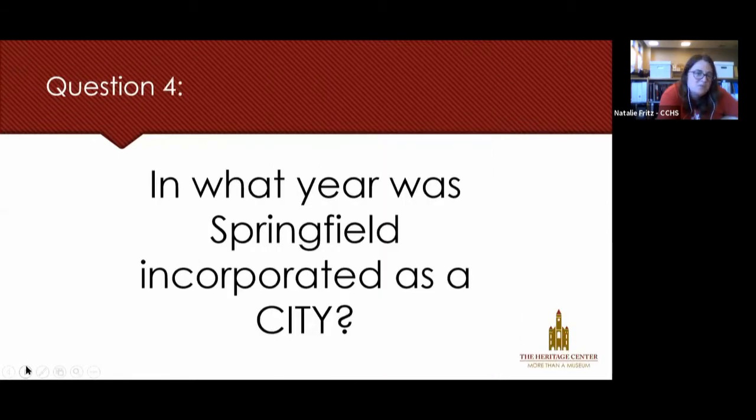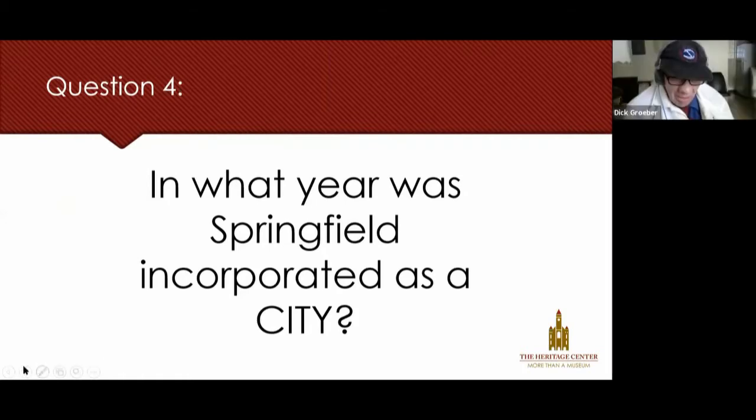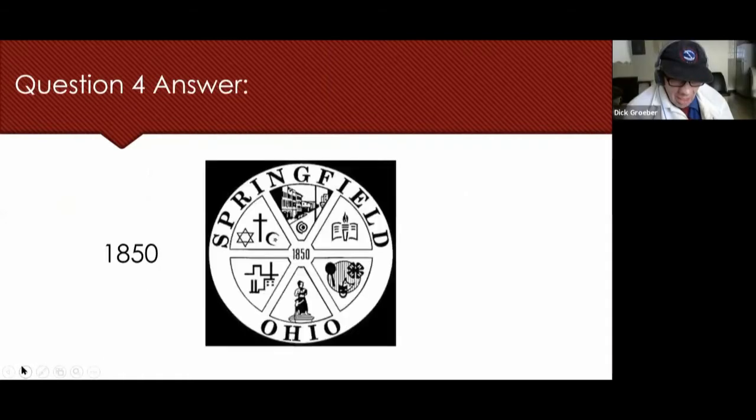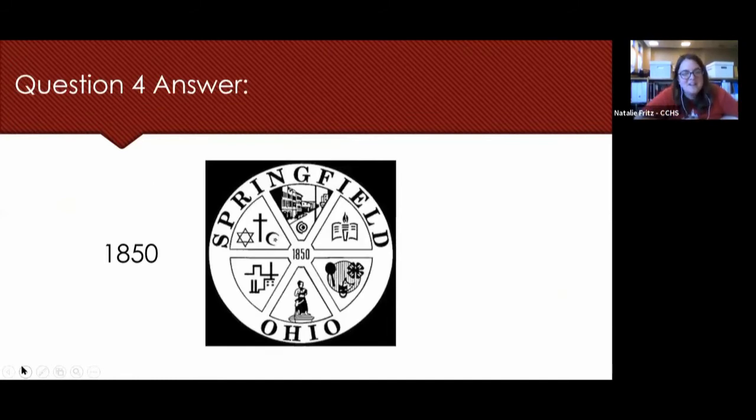What year was Springfield incorporated as a city? 1803. 1850. 1850 was as a city. 1801 was when it was founded. 1827, I looked that up today, was when it was incorporated as a village. Okay, I had 1820-something in my notes. So yeah, the village was.